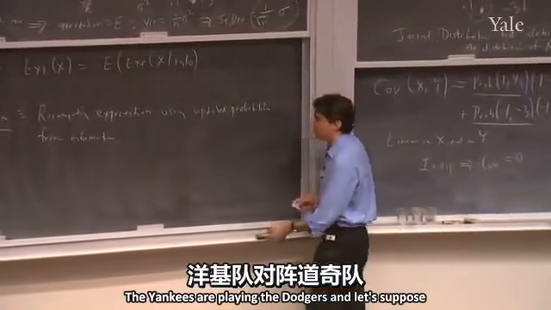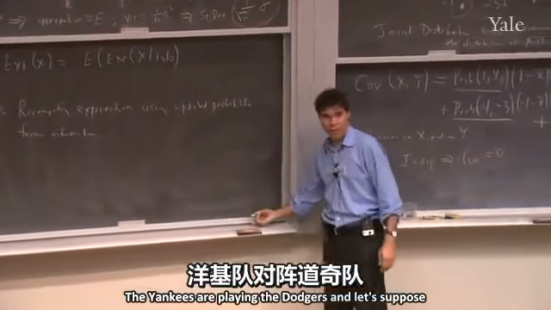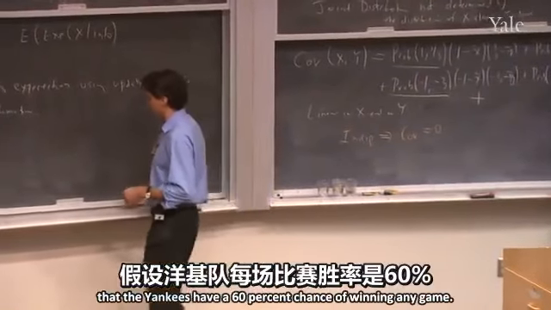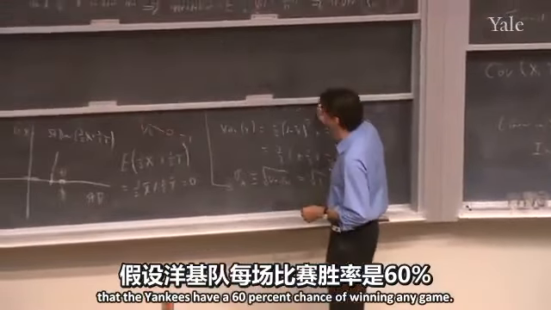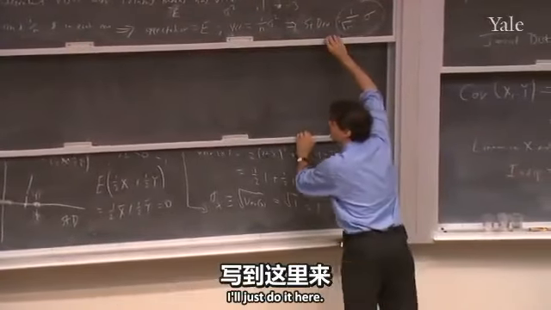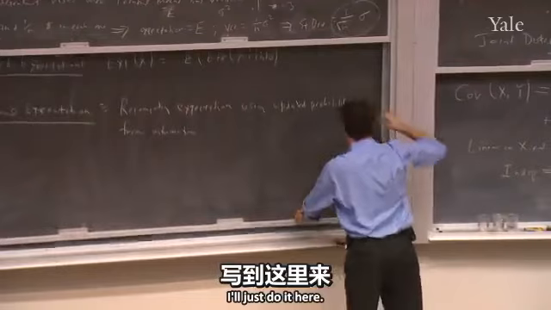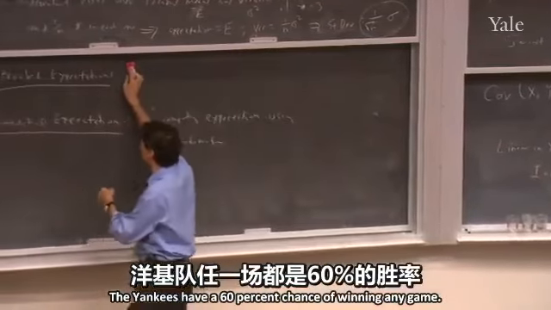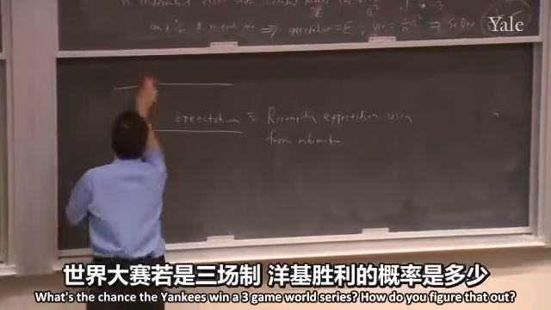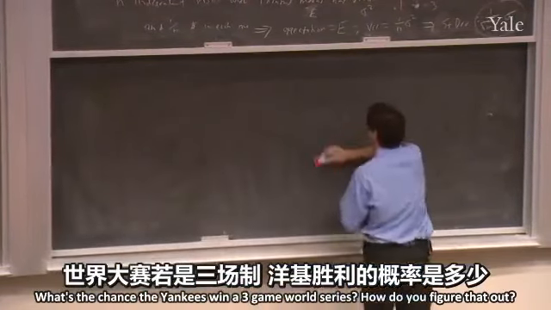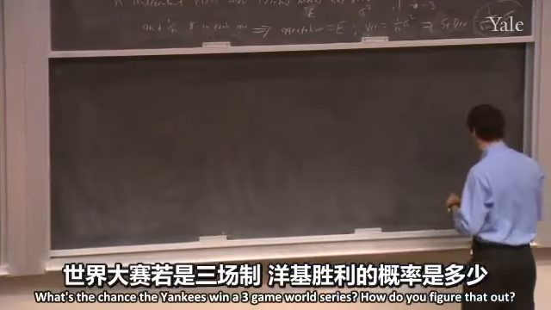The Yankees are playing the Dodgers, and let's suppose that the Yankees have a 60% chance of winning any game. I'll just do it here. Yankees have a 60% chance of winning any game. What's the chance the Yankees win a 3-game World Series?